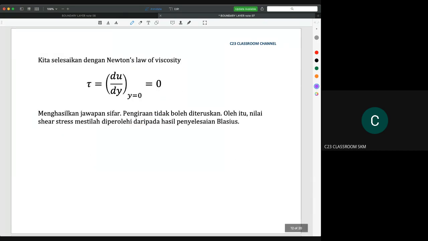Again, I mentioned here, you cannot use the idea of Newton's law of viscosity, because the value of tau here is equal to 0. It will ruin your calculation. What you need to use is the shear stress given by the Blasius solution. In our syllabus, we will give you the value of shear stress in the question. No worry about that.